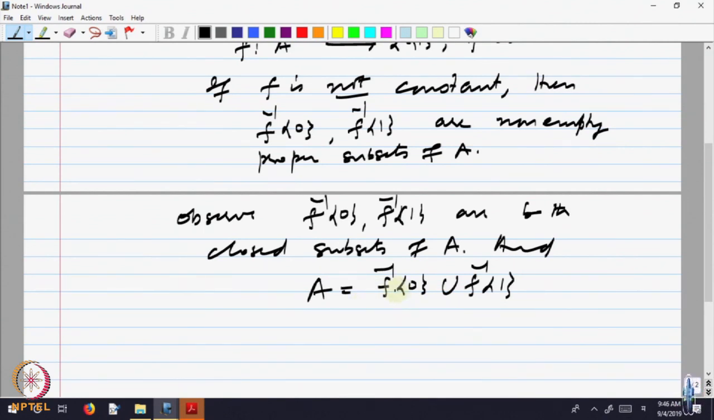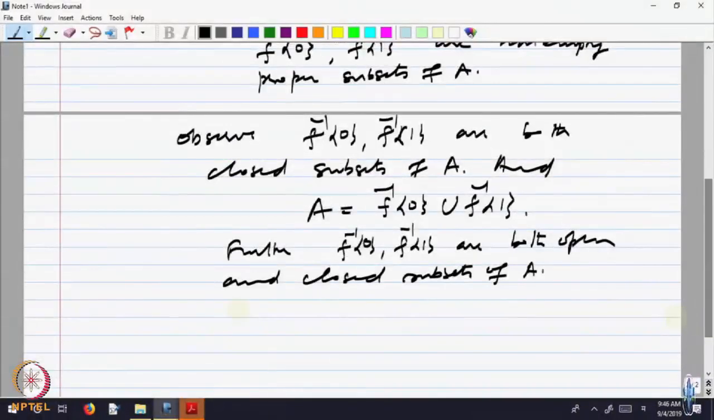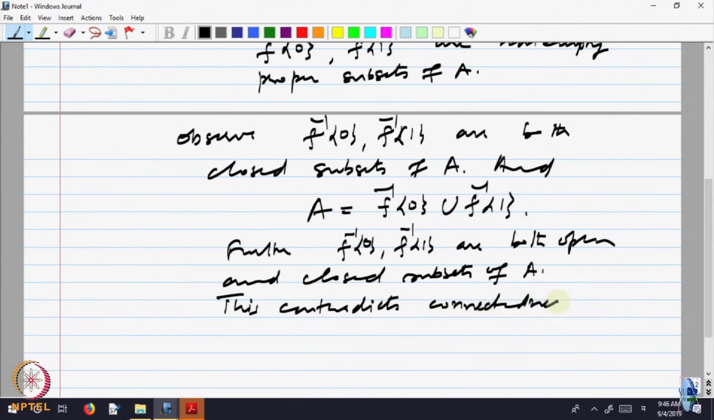So, both are open and closed subsets of A, because f inverse of 0 is closed, its complement is f inverse of 1, which is also closed. So, that is both open and closed. And further, f inverse of 0, f inverse of 1 are both open and closed subsets of A. And that is not possible, this contradicts connectedness of A, right? Because if A is connected, it should not have any non-empty proper subset which is both open and closed.